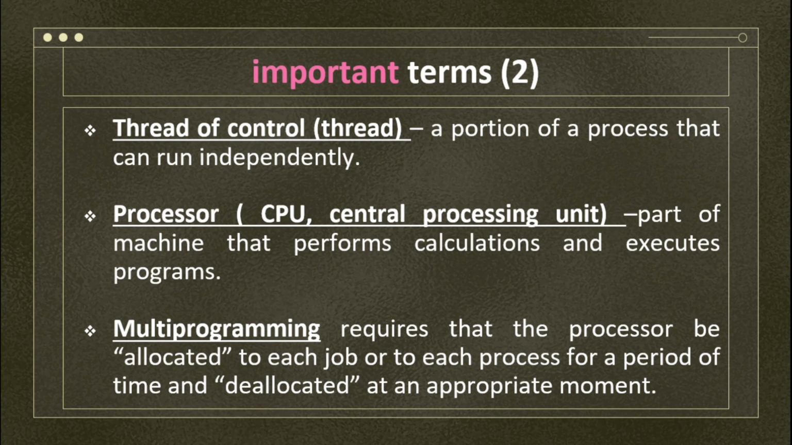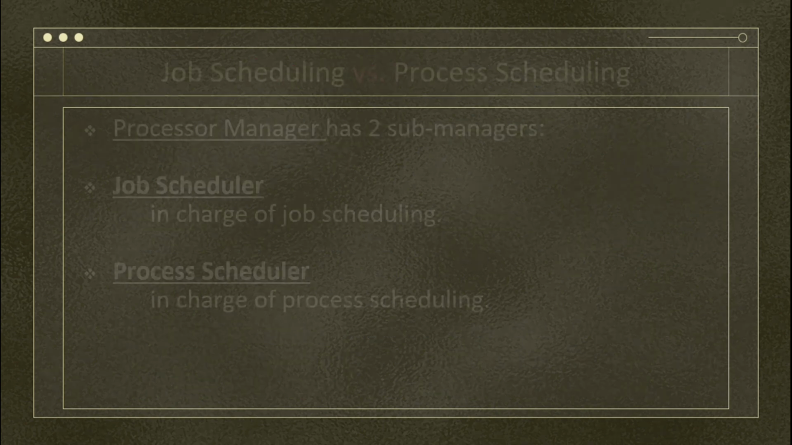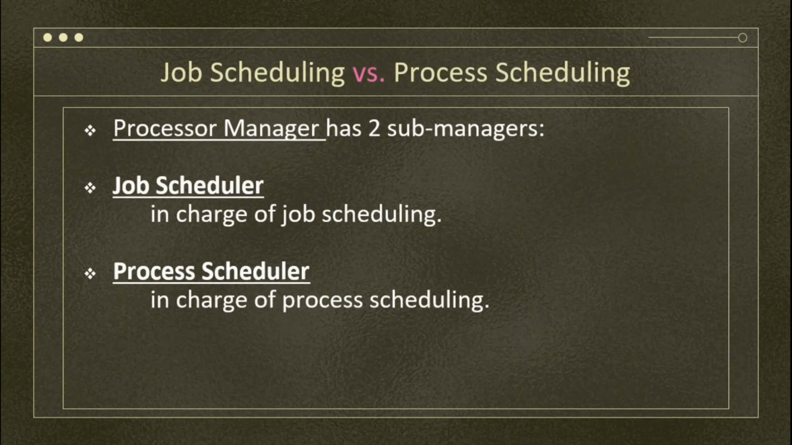Multi-programming requires that the processor be allocated to each job or to each process for a period of time and deallocated at an appropriate moment. The processor manager has two sub-managers, which are the job scheduler and the process scheduler. The job scheduler is in charge of job scheduling, while the process scheduler is in charge of process scheduling.